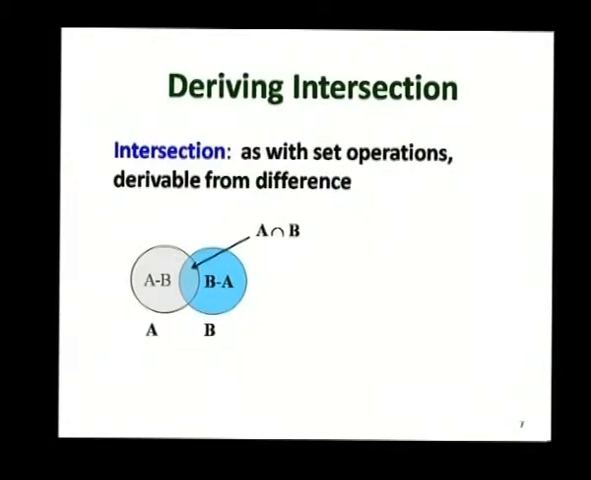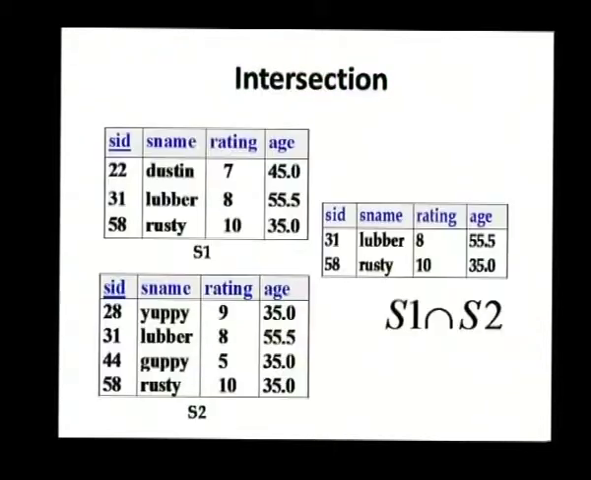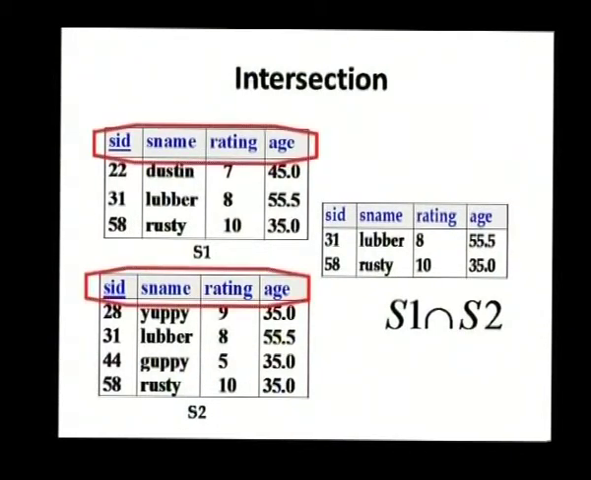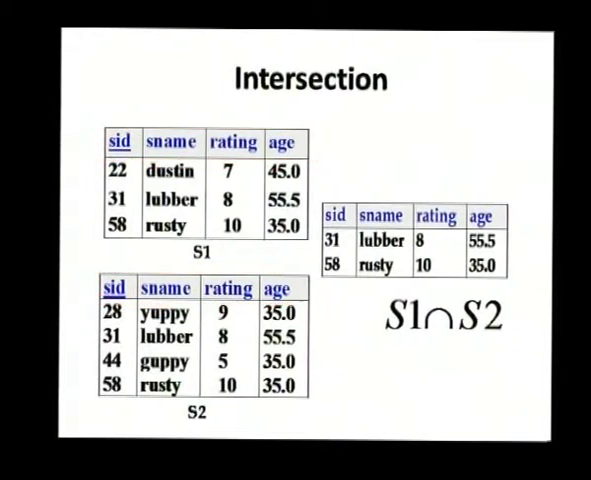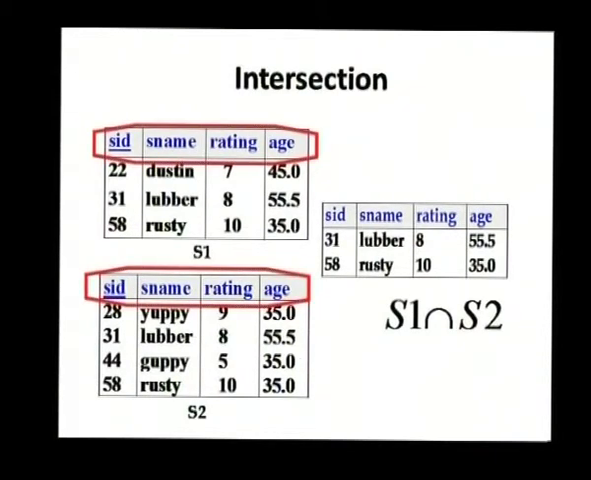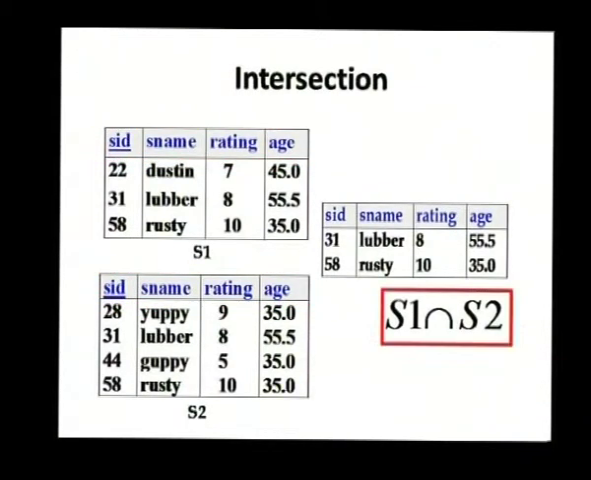See, if you look here, this part of it is A intersection B, the normal set theory operation. Let us take it in terms of a more realistic table. This is about some boats. You have the sailors, their IDs, names, ratings and ages, and you have two such groups, and you want to take the intersection of S1 and S2. Whoever is common in both will come as the intersection.